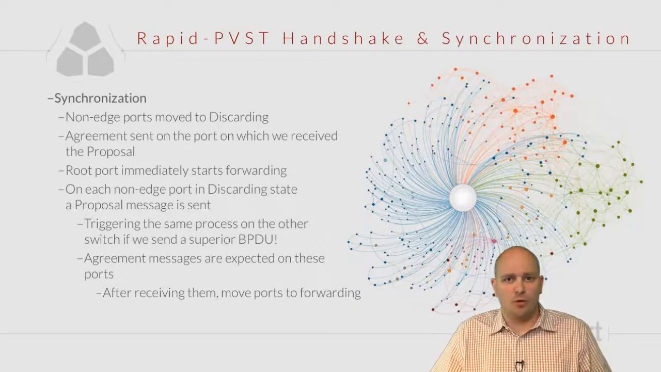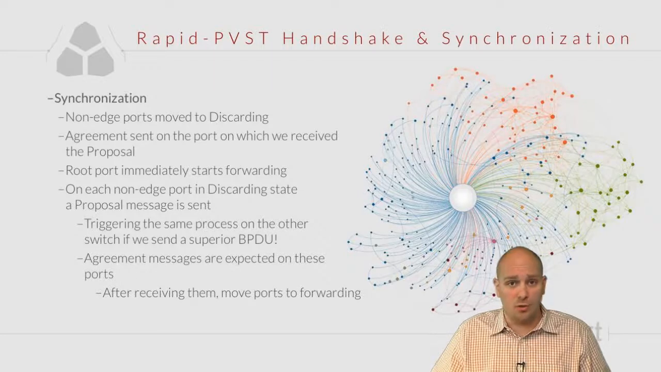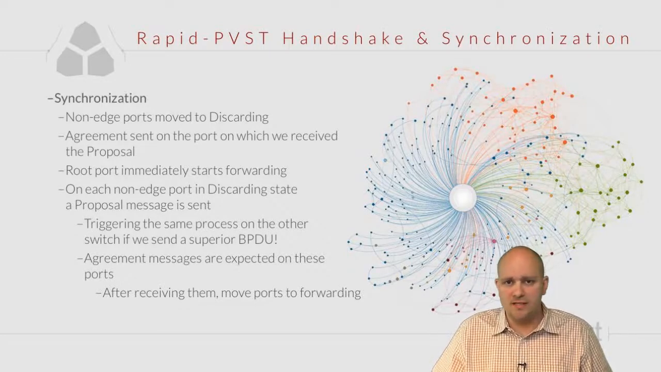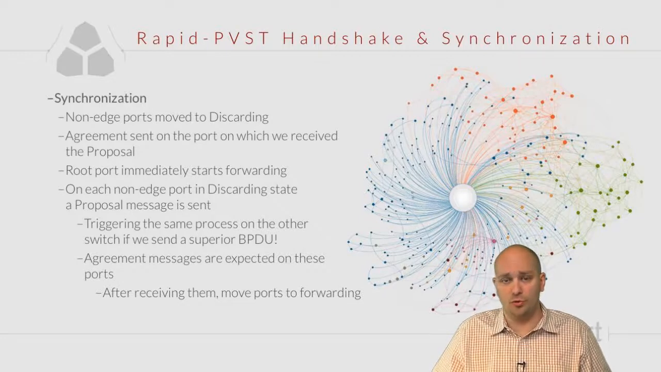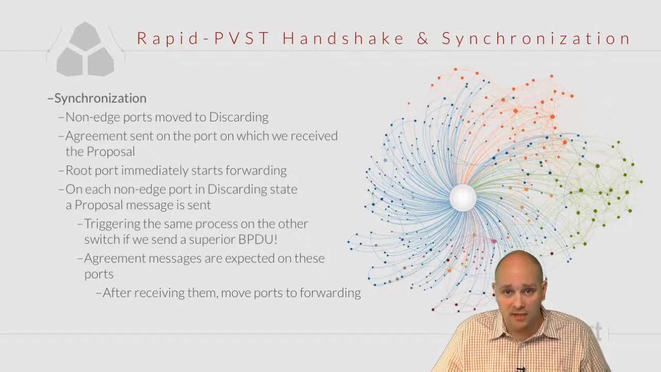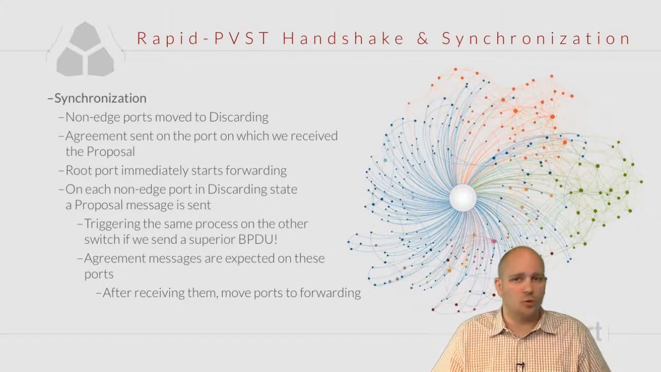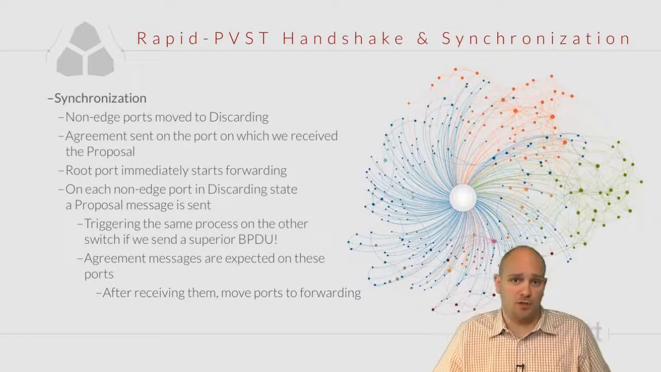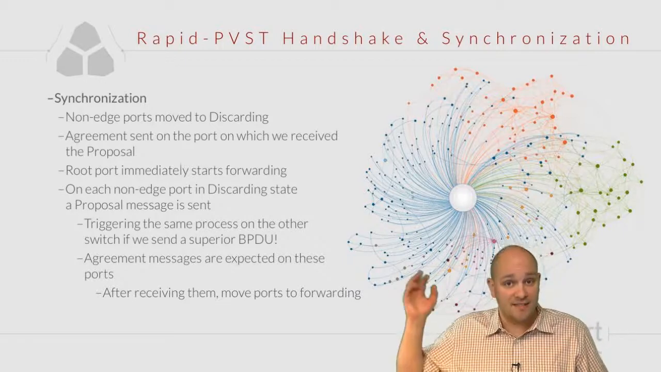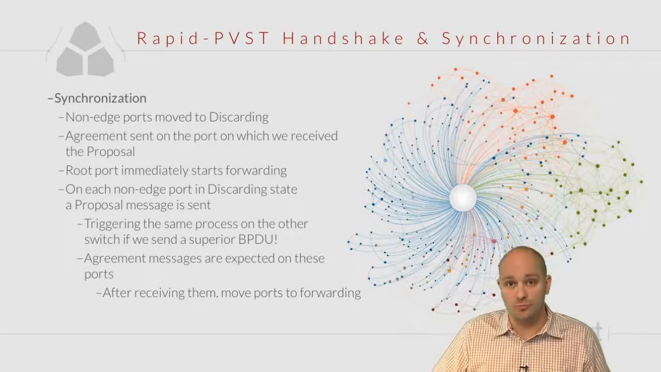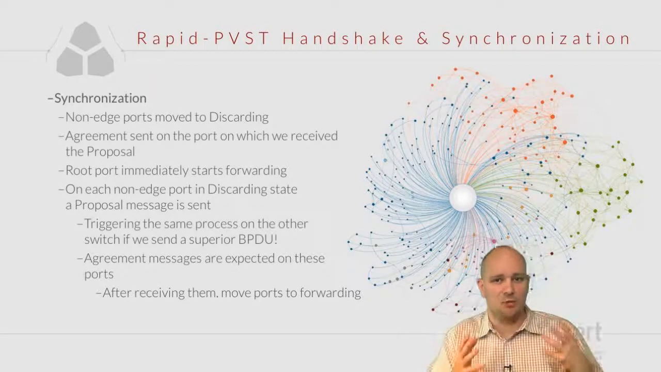Now, the next thing that we are going to do is determine which one of our ports is going to become the root port. The root port, remember, is the port that is closest to the root, that has the lowest cost to reach the root. This port is immediately moved to forwarding because we don't want to cut ourselves off from the network for too long a period of time. Now, on each non-edge port that is currently in the discarding state as the result of this process of synchronization, we are going to send our own proposals. So basically, imagine what happened here.